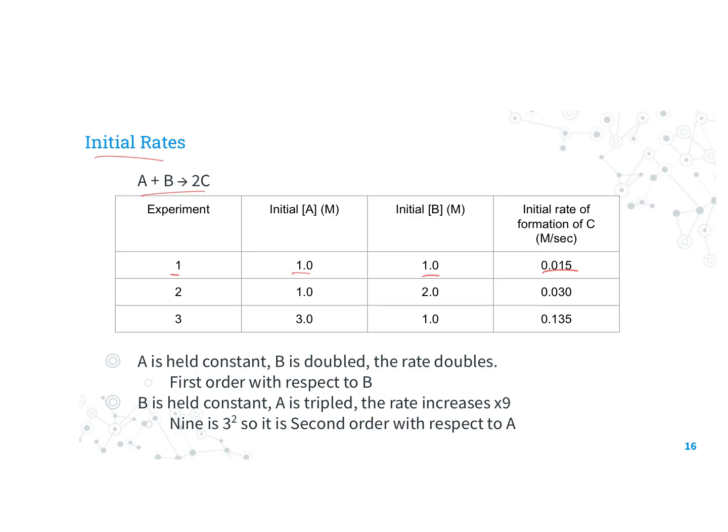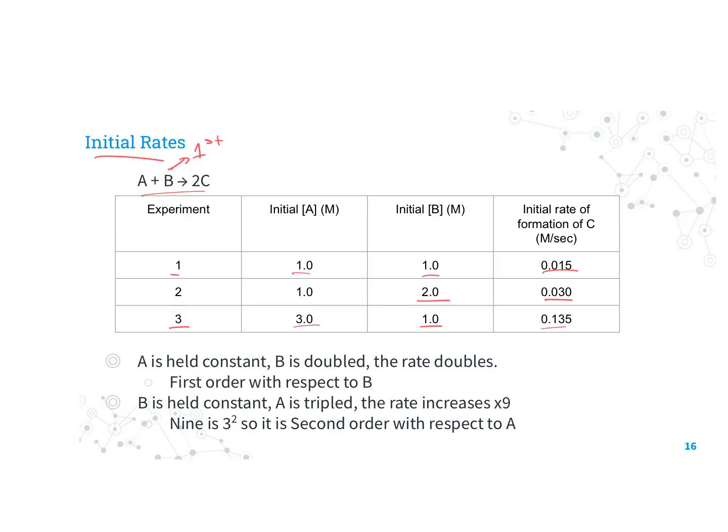In the second experiment, double B, and I will double the rate, which means that it is first order with respect to B, because doubling it will also double the rate. Those are proportional to each other. If I look at reaction 3 here, I've tripled the concentration of A, but I've kept the concentration of B the same.